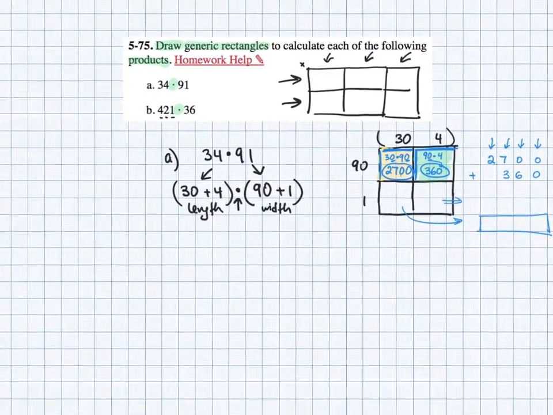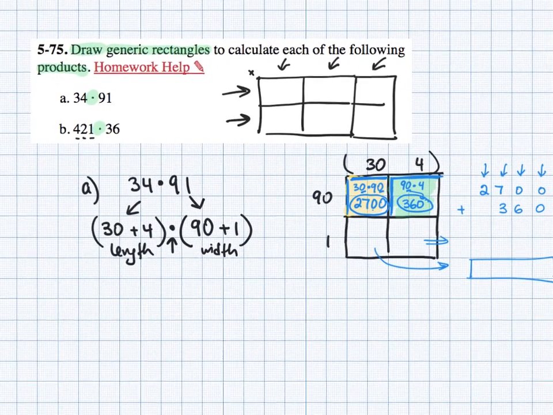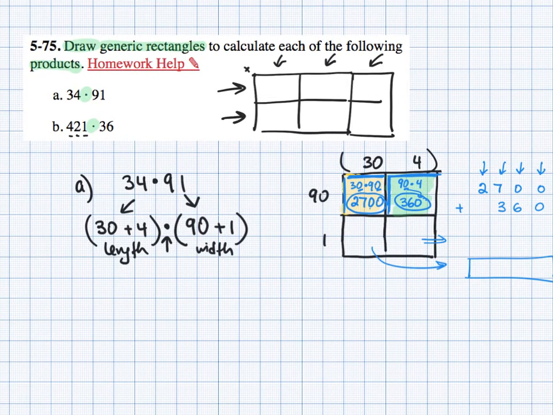So go ahead and try B on your own after you finish up example A, and remember B will be broken apart into 3 parts. So 421, you would have a 400, the number 20, and the number 1. So that all together makes that. And the 36 will be a 30 and a 6. So you would multiply 1, 2, 3, 4, 5, 6 times, and then add them all up to find the product. So finish this problem on your own.